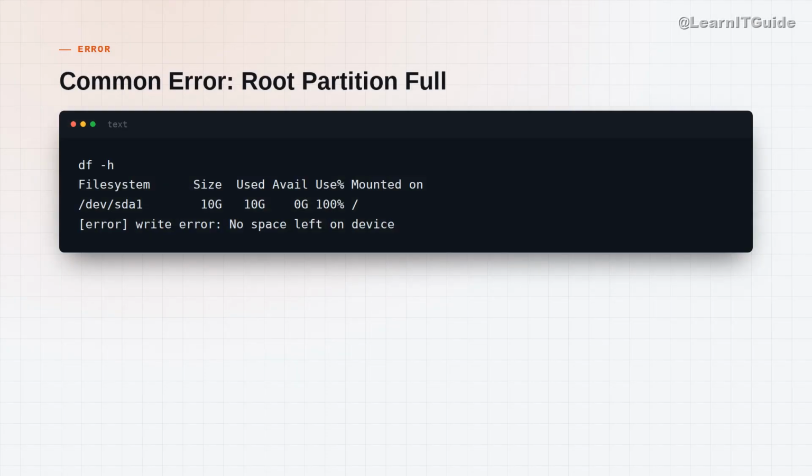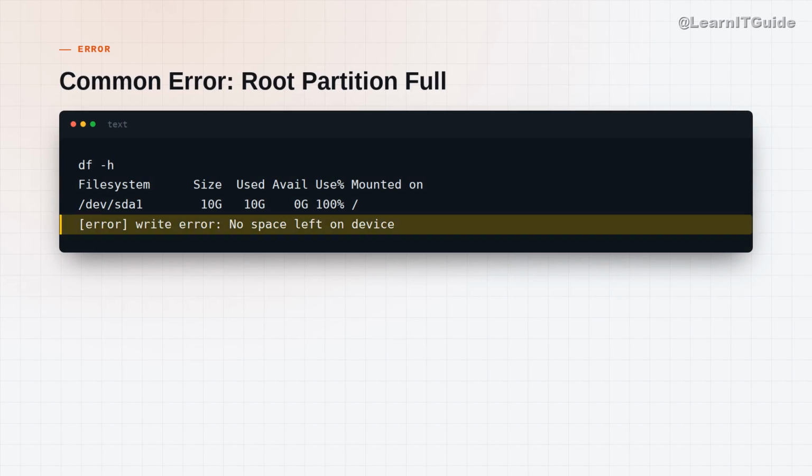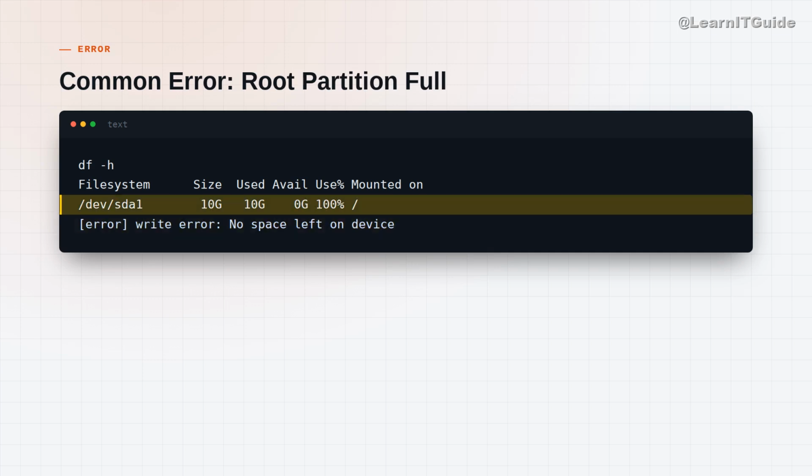The most common mistake is letting the root partition fill up. When this happens, logs stop writing and services crash. You see the "no space left on device" error. The cause is usually runaway log files in the /var/log directory. To fix this, you need to clear the old logs or resize your persistent disk.